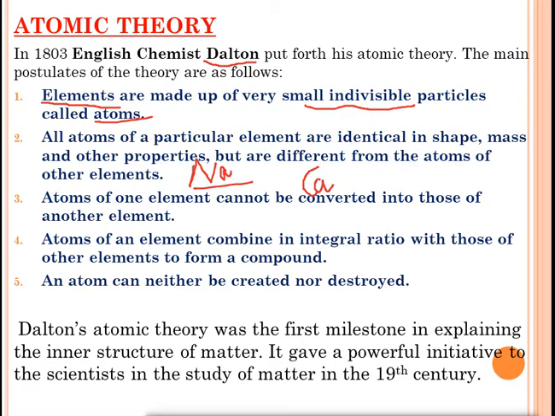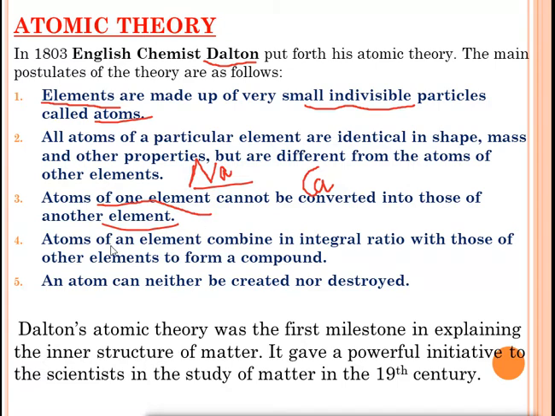So what we have understood is that all the atoms of a particular element will be identical in shape, mass and other properties, but they will be different from the atoms of other elements. Next point we have: atoms of one element cannot be converted into those of another element. For example, a sodium atom we cannot convert into a calcium atom. Likewise, we cannot convert a calcium atom into a sodium atom. For every element, atoms will be fixed.